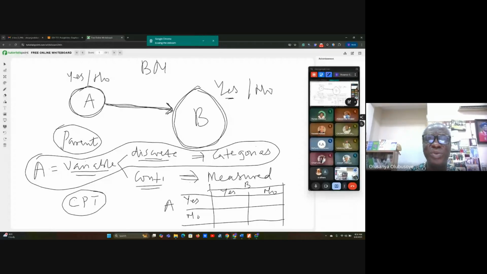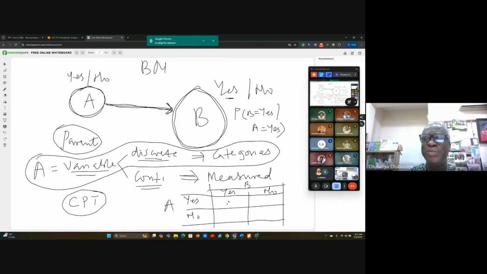And this table will show the probability of B equals to yes, I mean this place, given that A is also yes. That's what will be here. So that's why we call it conditional probability.